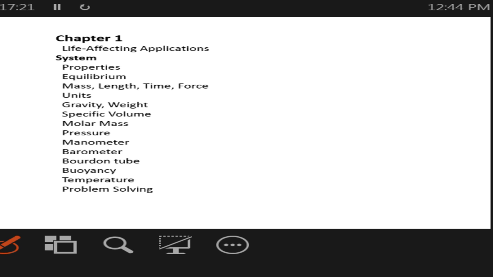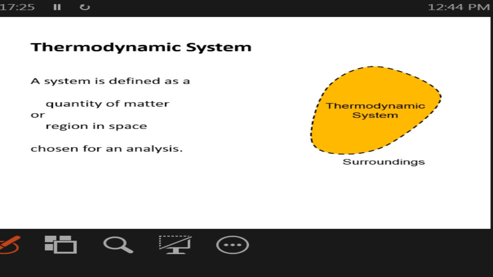Well, let's talk about systems, then we go through a whole bunch of topics. System is defined as a quantity of matter or a region in space, either one. You choose the system to help you do an analysis, right?